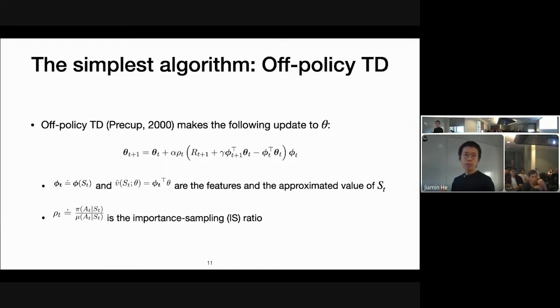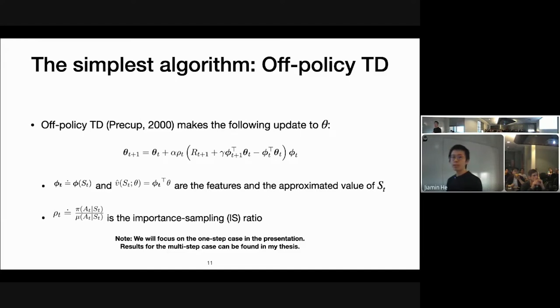Now, the importance sampling ratio can correct the probability of selecting action such that the agent can consider the actions as taken under the target policy. And for those who are familiar with TD learning, this update is the simple form that uses the one-step target, r t plus gamma phi t plus one theta. And in general, we can have multi-step update, but we will focus on this simple one-step case.